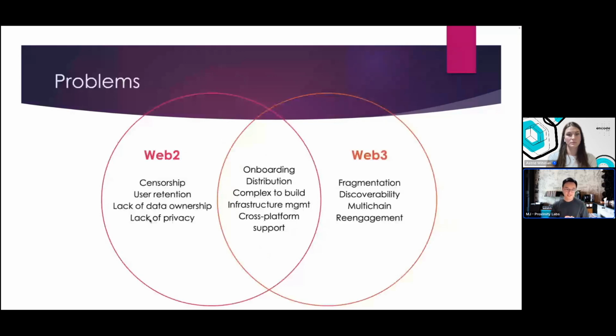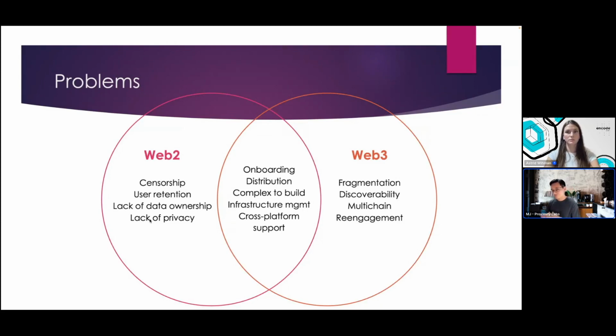So we created the blockchain operating system because we wanted to provide a unified solution for all the problems across Web 2 and Web 3, right? In Web 2, as I mentioned earlier, we already have a number of existing problems such as censorship, lack of data ownership, and lack of privacy, right?